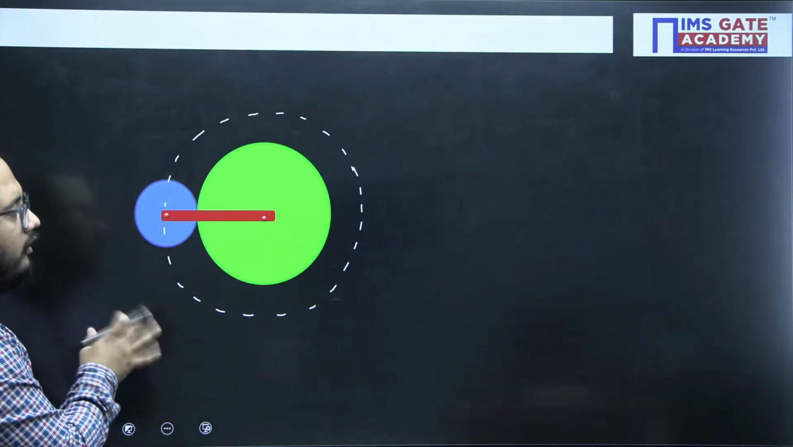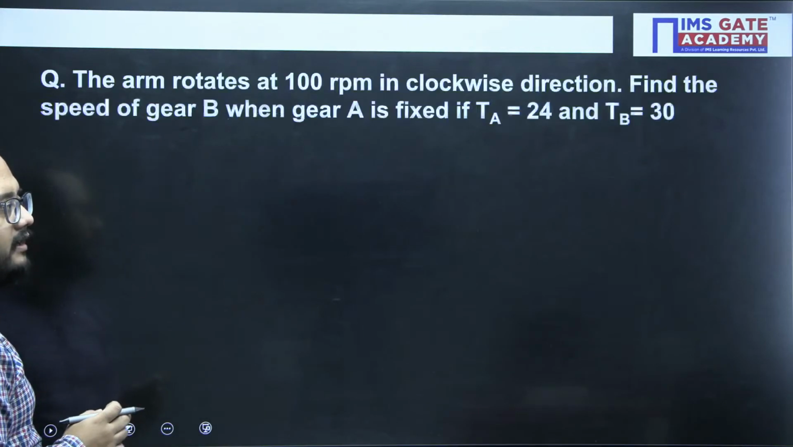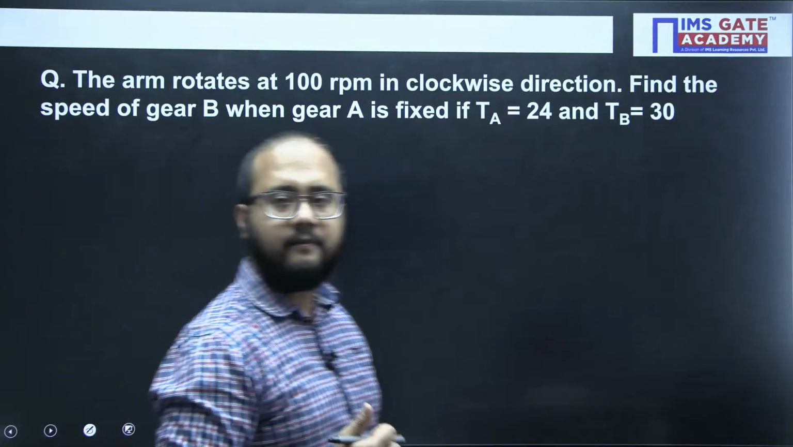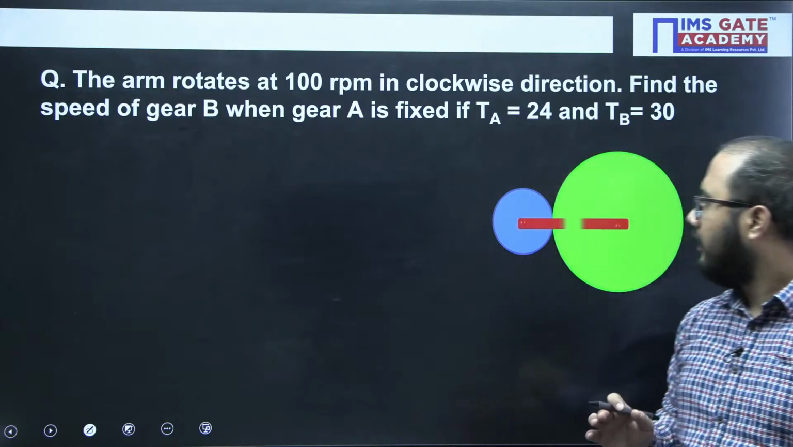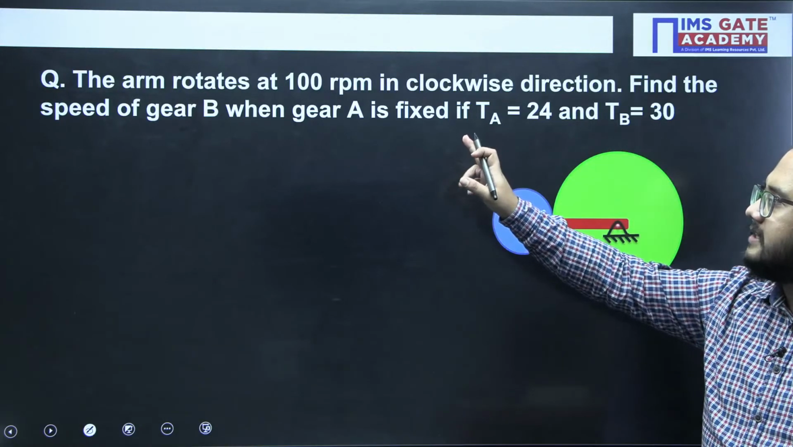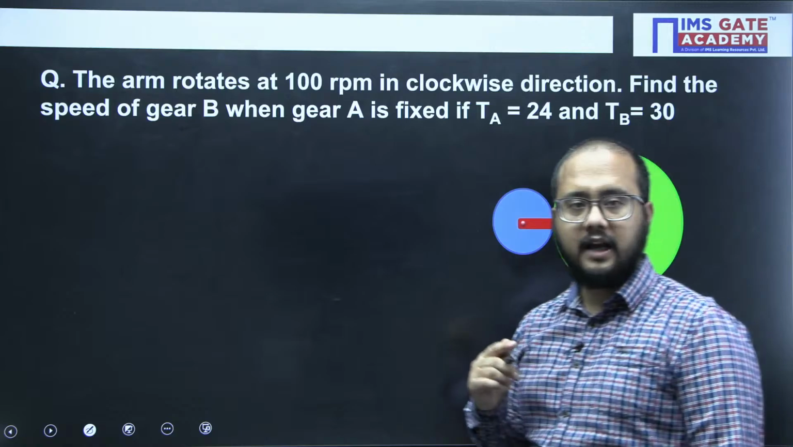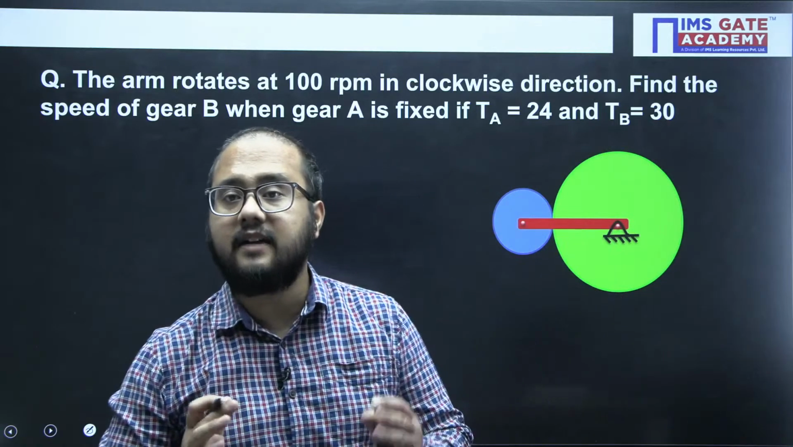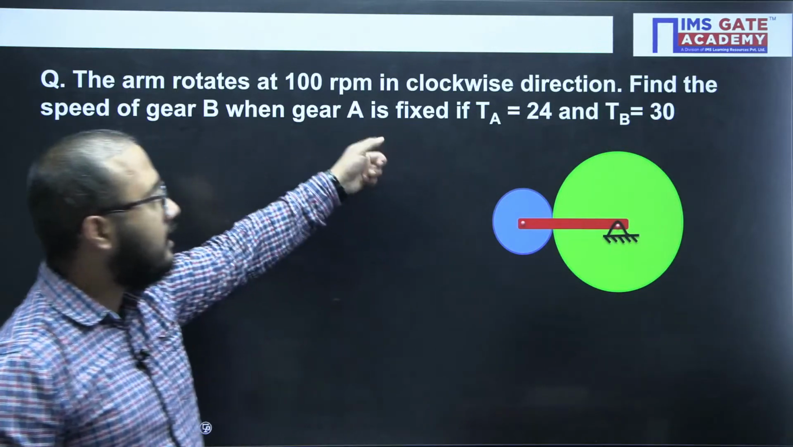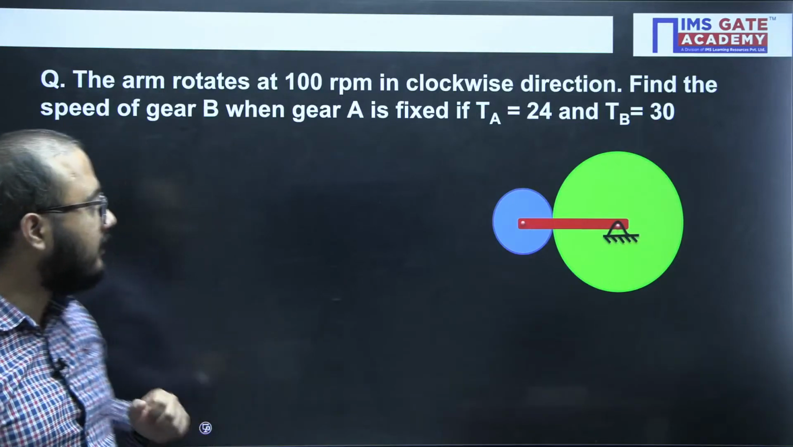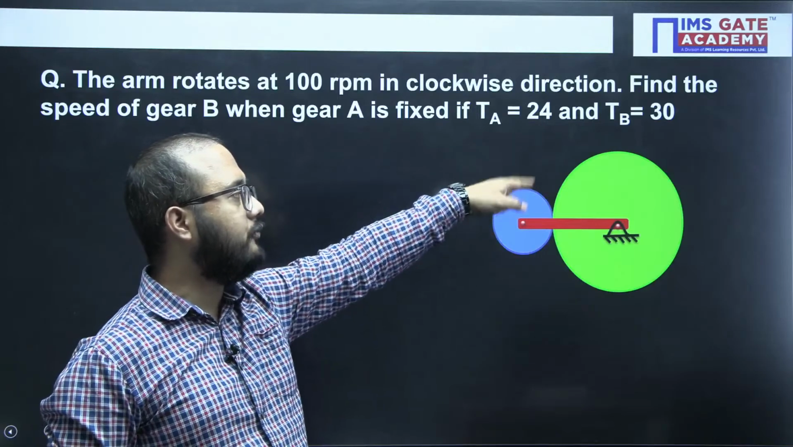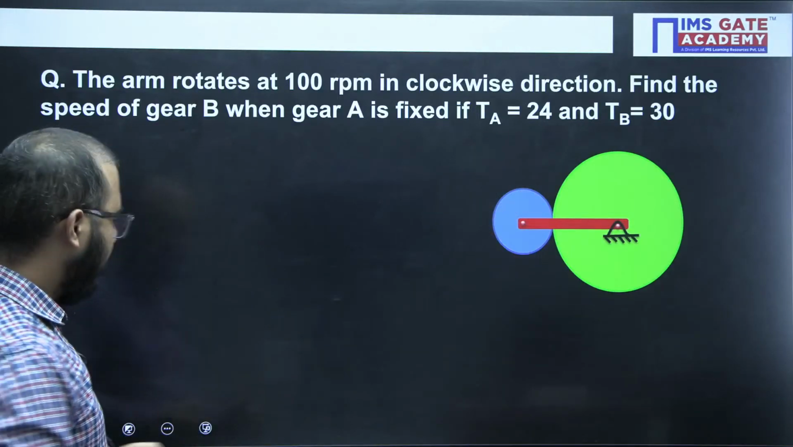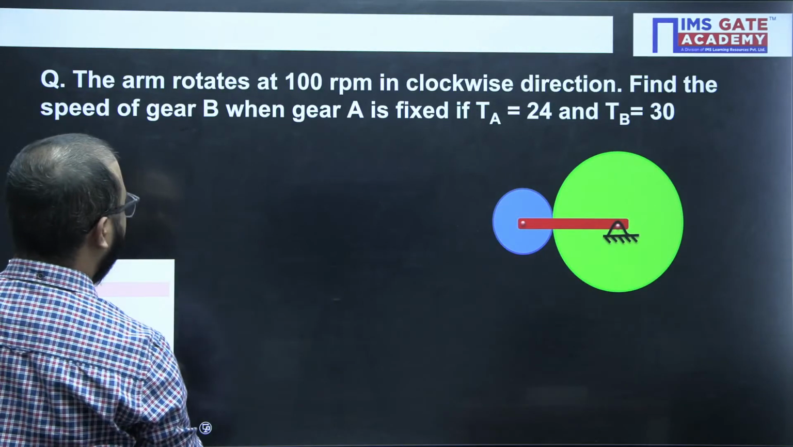Now, how to analyze such gear trains? Let us consider one example. The arm rotates at 100 RPM. The arm's rotational speed is given as 100 RPM in the clockwise direction. Find the speed of gear B when gear A is fixed. TA is 24, TB is 30. So let us write down the data that they have provided.